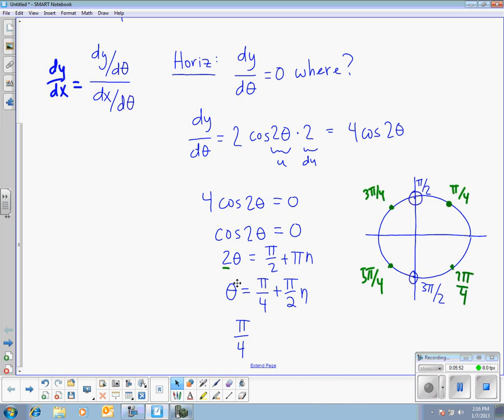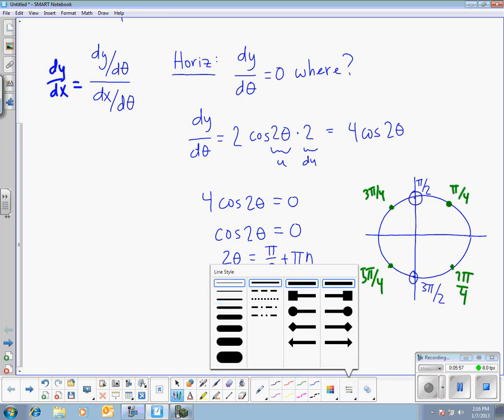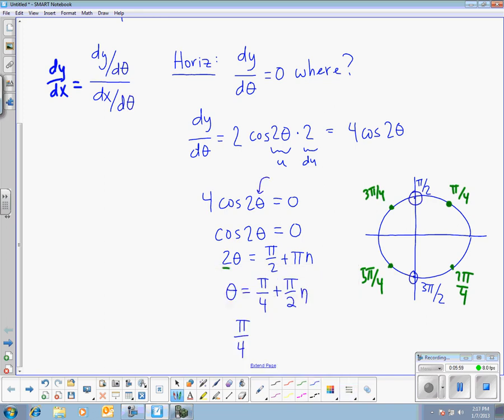Okay, so those are the 4 values that, when plugged in for theta, give me an answer of 0. It's probably been a while since you solved a trig equation. It has been for me too, so those 4 answers caught me off guard. I was just expecting the 2, but that 2 times the theta is what made us divide by 2 and get the 4 answers. So these are the theta values that give me a horizontal tangent line.